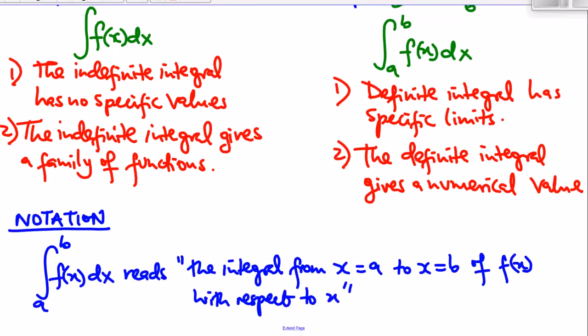Now, there's some notation that you need to be familiar with at this stage. If you want to write a definite integral, of course, it will have the upper limit and the lower limit. In this case, the lower limit is a, the upper limit is b. So this expression on the left can be read as the integral from x equals a to x equals b of f of x with respect to x. We'll do lots of this when we start solving questions.